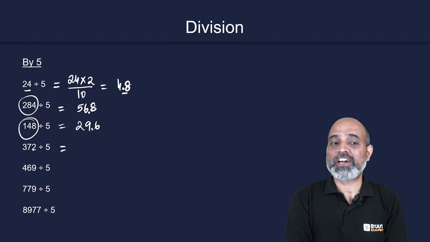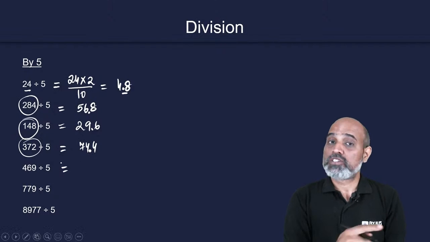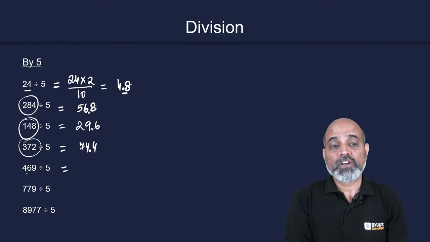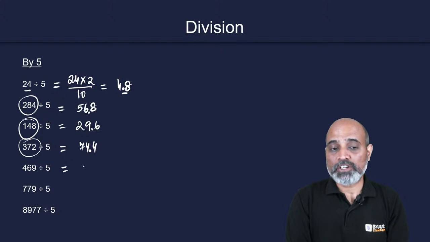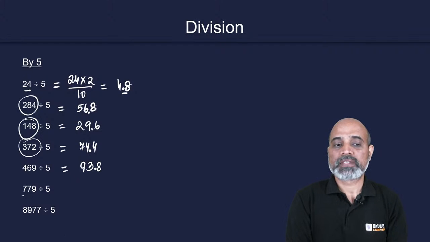372 divided by 5 means doubling 372. Double of 37 is 74 and double of 2 is also 4. So 74.4. 469, double. So this is the carryover one. So double of 46 is going to be 92. I will write down 93 because double of 9 is going to give me 18. So 8 I have written. 1 is already taken into account. Put a point.